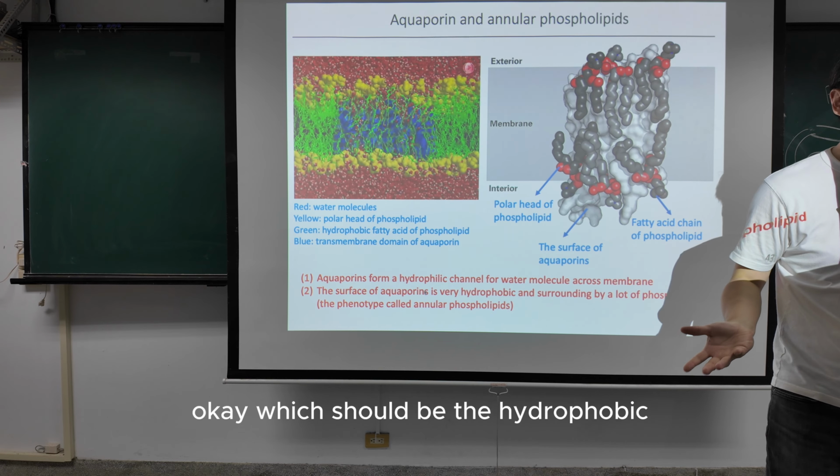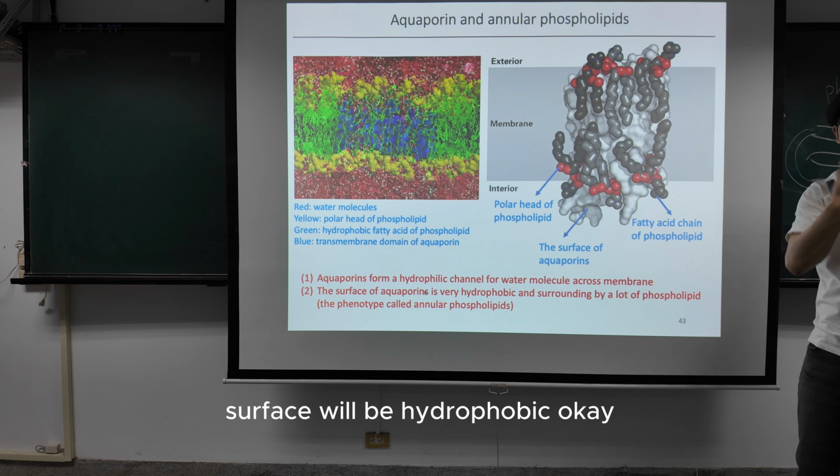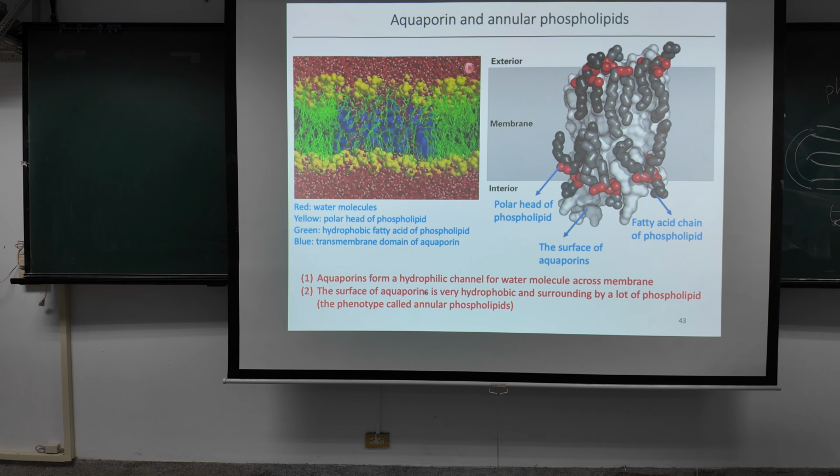Okay, so the surface is still hydrophobic. That is why they can easily provide a hydrophobic interface with the plasma membrane. They'll be stable in their position there. Okay, but inside will be hydrophilic. Surface will be hydrophobic. Okay.